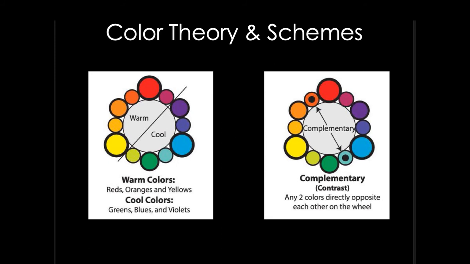Complementary colors are any two colors that are directly opposite each other on the color wheel. Every color has a complement. Now in Art 1, we studied just the primaries and their complements. So primaries and secondaries and their complements. Red, green, I always told you guys to think about Christmas. Then you have yellow and violet.